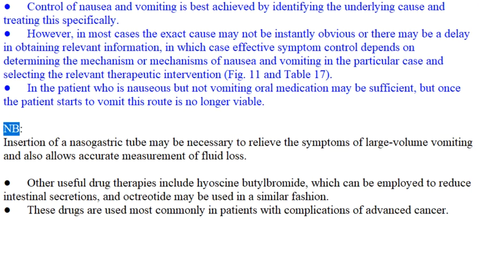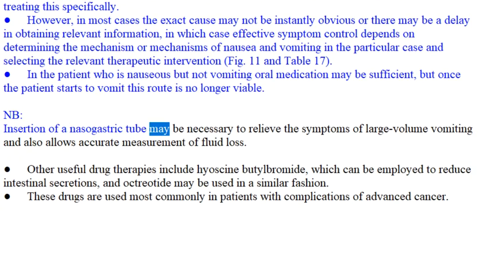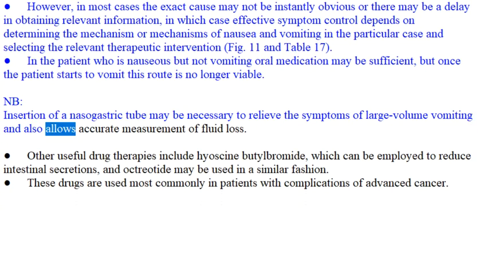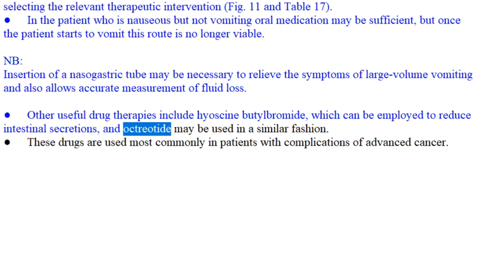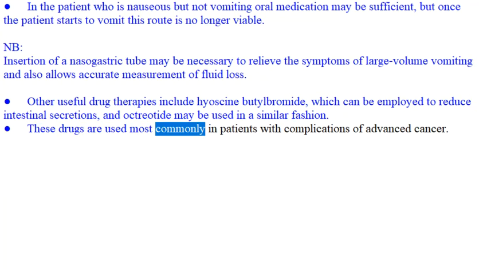NB. Insertion of a nasogastric tube may be necessary to relieve the symptoms of large volume vomiting and also allows accurate measurement of fluid loss. Other useful drug therapies include hyoscine butylbromide, which can be employed to reduce intestinal secretions, and octreotide may be used in a similar fashion. These drugs are used most commonly in patients with complications of advanced cancer.